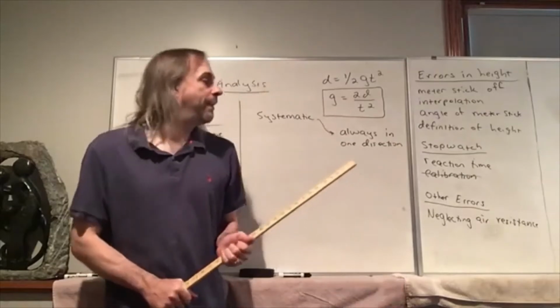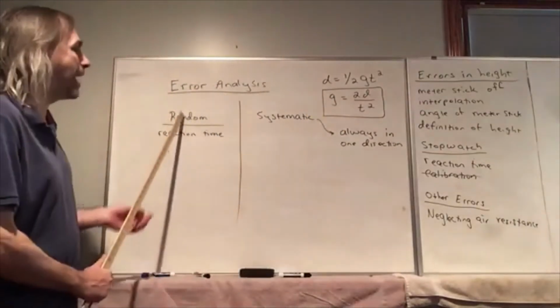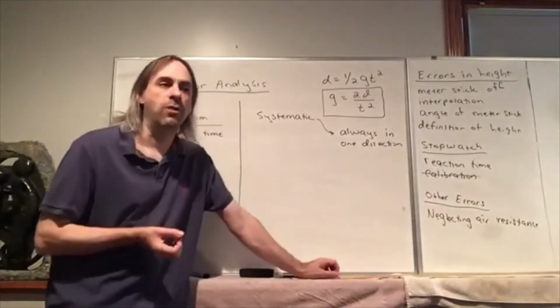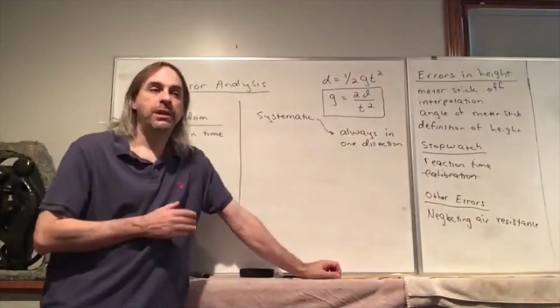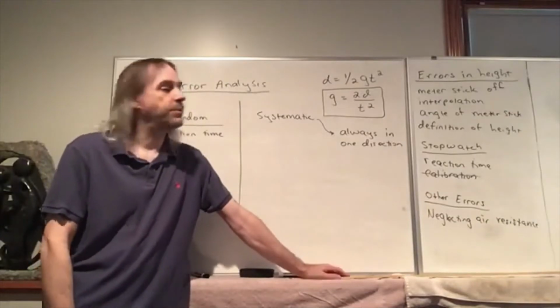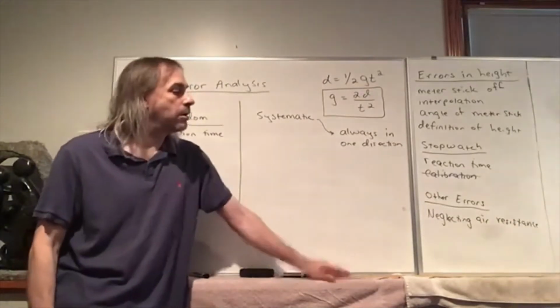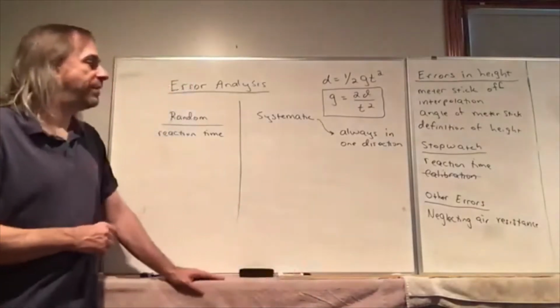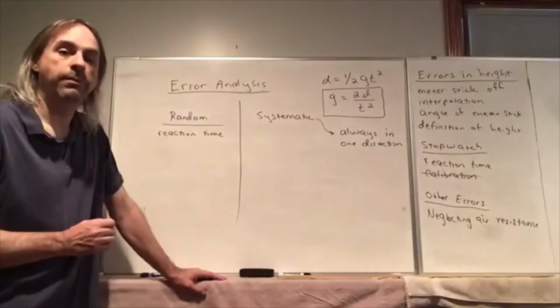And so that's a fundamental difference between random and systematic errors. Random errors you can overestimate or underestimate. Systematic errors always throw off the results in one direction. Now, why do we care? The reason is we want to deal with these types of errors differently.